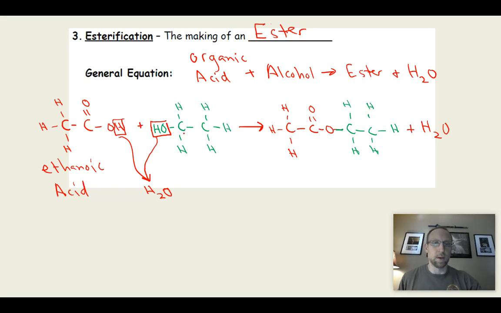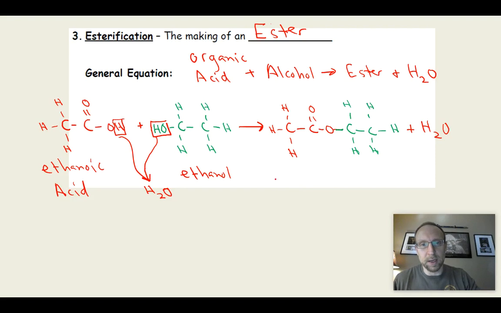And then a 2-carbon alcohol would be ethanol. And what do we get? Well, here's my ester. Remember, the L of the functional group points towards the alkyl group. So the alcohol becomes the alkyl group. So maybe that helps you too.